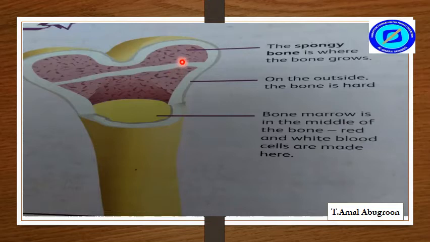The function of a spongy bone is where the bone grows. Here in the middle, this yellow is the bone marrow. The bone marrow is in the middle of the bone. It makes red and white blood cells.